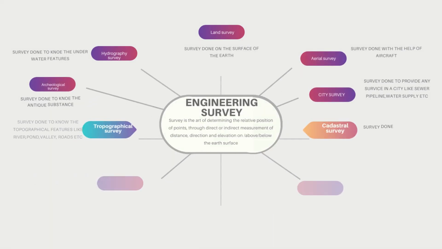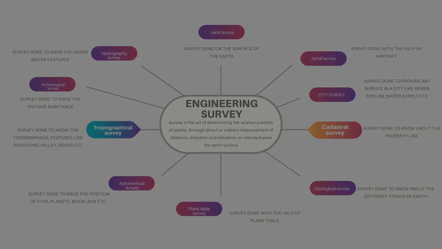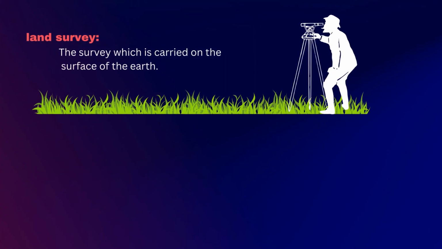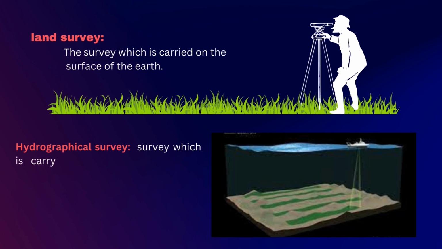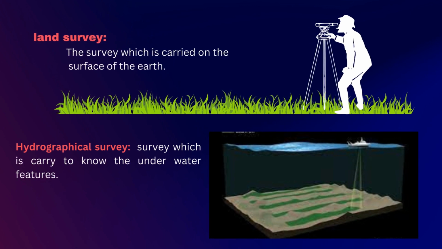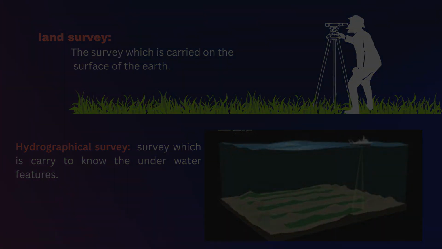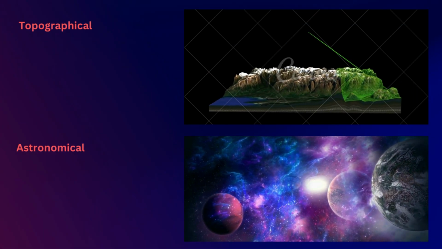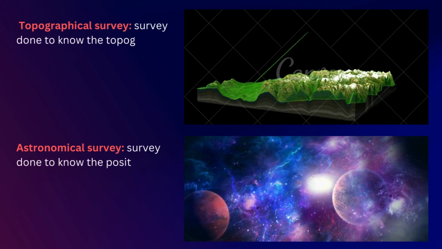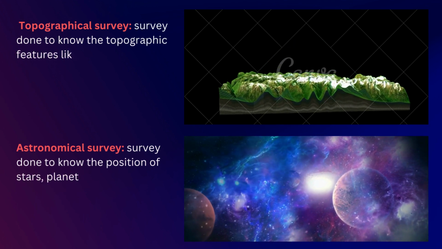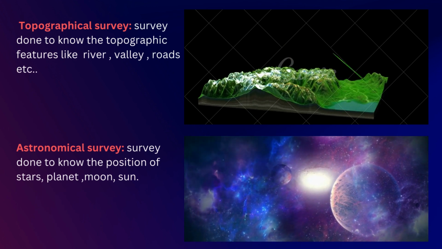Engineering survey is classified as shown in the figure. Let's discuss them one by one. First one is land survey. Survey which is carried on the surface of the Earth is known as land survey. Hydrographical survey: survey which is carried to know the underwater features. Topographical survey: survey done to know the topographic features like river, valley, roads, etc. Astronomical survey: survey done to know the position of stars, planet, moon, sun, etc.